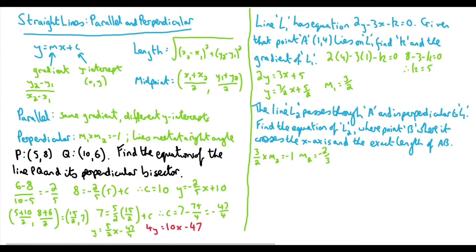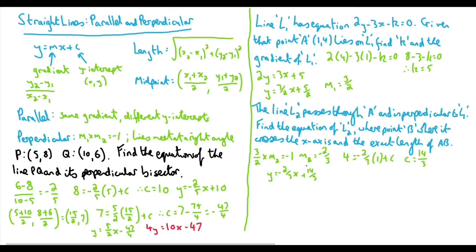Plugging this into your y equals mx plus c, we can say that 4 equals minus 2/3 times 1 plus c. So minus 2/3 times 1 is just minus 2/3. So c will therefore be this 4, add the 2/3, leaving you as c being 14 over 3. Plugging this all into a single equation, you would have y equals minus 2/3 x plus 14 over 3.